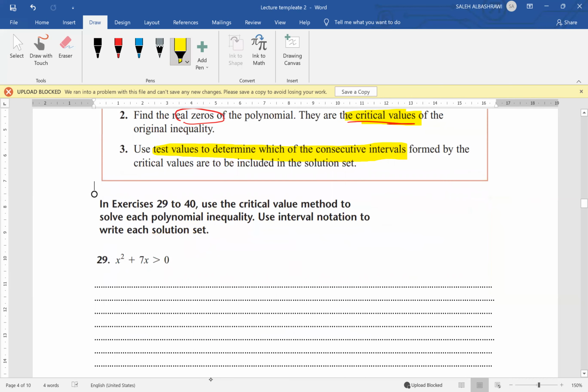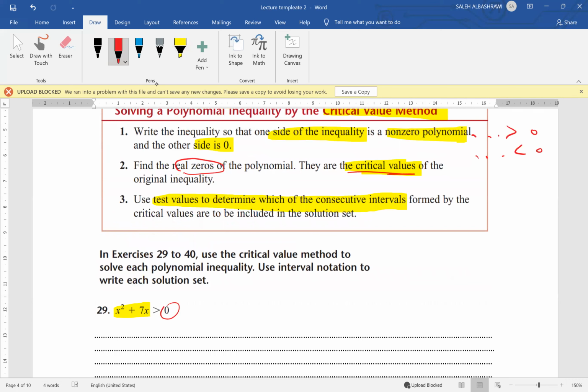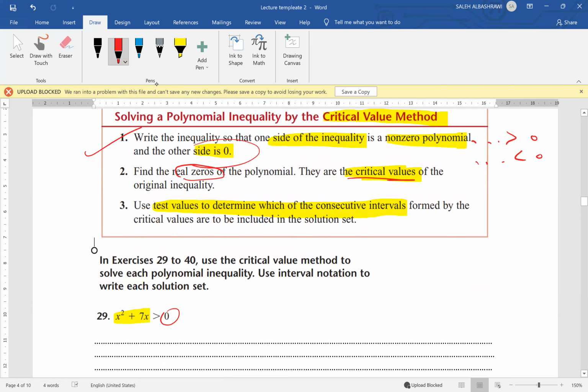I want to use the critical value method to solve each polynomial inequality, and we need to write the solution in interval notation. In our first example, we have x squared plus 7x greater than 0. So we can see the left-hand side is a polynomial, the other side is 0. So the first step is okay. The other side is equal to 0. So x squared plus 7x is greater than 0.